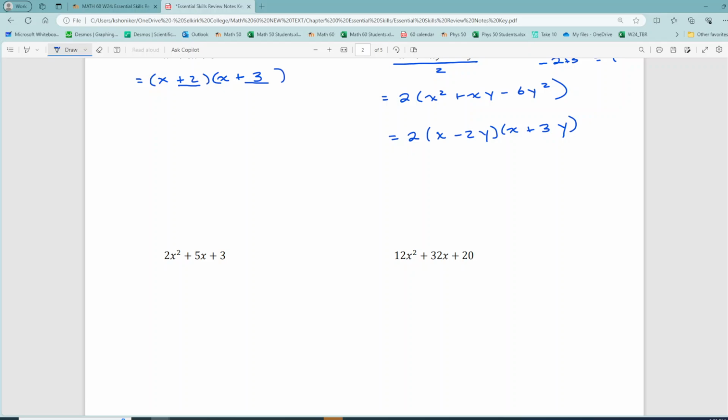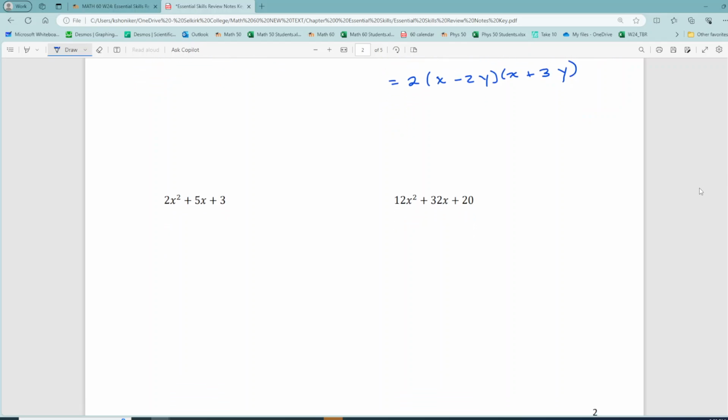Now let's move on to two examples where there's a number in front that won't greatest common factor. So if I look at this one, I cannot take the 2 out of every single term. So I'm going to go 2 times 3 is 6. I'm looking for two numbers that multiply to give me 6 and add to give me 5, which is going to be 2 and 3. Now don't write this down.